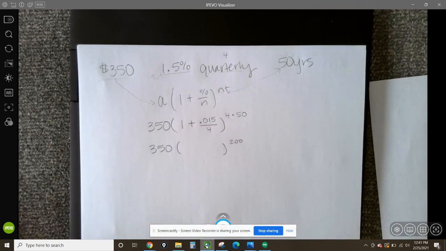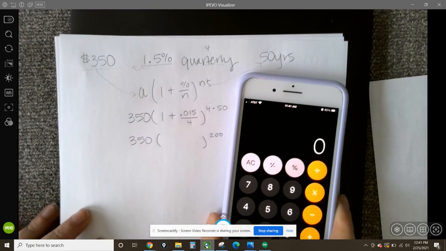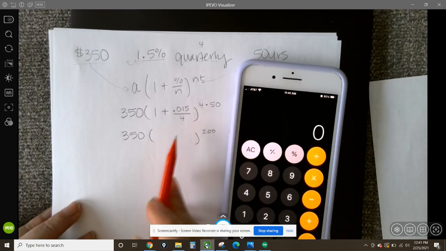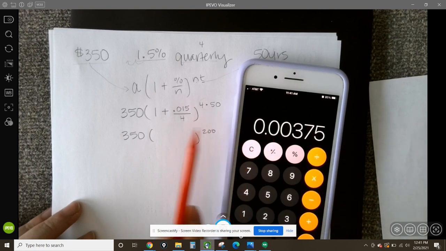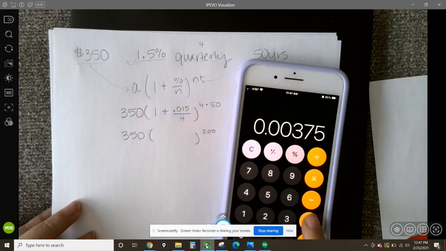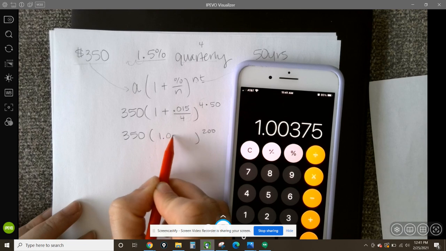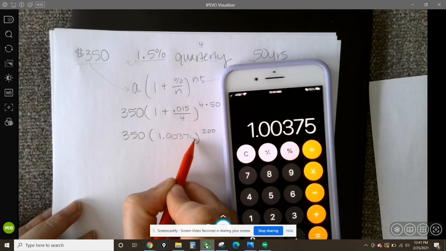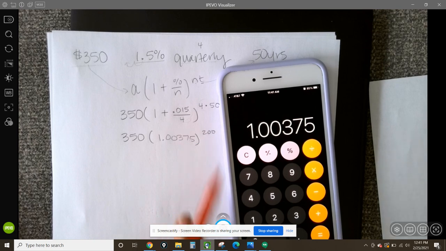We can figure out this part in the calculator, and I'm just going to use an iPhone calculator. So 0.015 divided by 4 is this number. So that's this part right here. I'm going to add that to 1, so plus 1. So this middle part is 1.00375. And so now I can raise that to the 200 power.